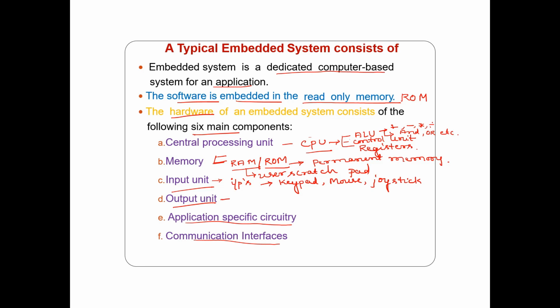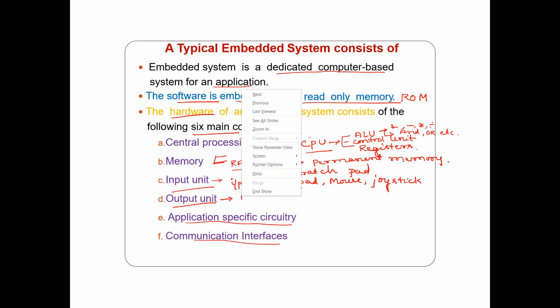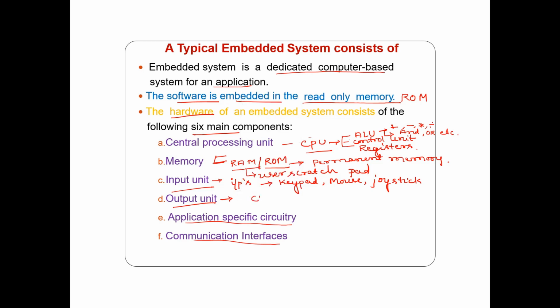Once the specific task has been done by the embedded system, the output has to be displayed. For that, there is an output unit associated with this embedded system. These output devices include the LCD, an LED display, or a CRT display, or it may be a memory again. The memory sometimes also acts as the output unit whenever the result has to be stored.